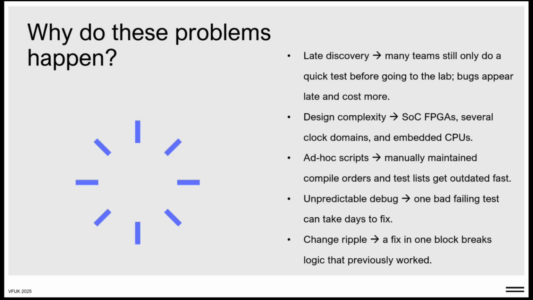So why do we have these kinds of problems? Well, the report states that bugs are found late because teams do minimal testing before going to the lab. Also, the designs get bigger and more complex. Many teams use ad hoc simulation scripts, which need to be manually maintained, which again takes time and are sometimes even forgotten. We also see in the report that debug is unpredictable, and one failing test can cost days to fix. And when we do one small fix in part of the design, something else breaks because of the changes we did.